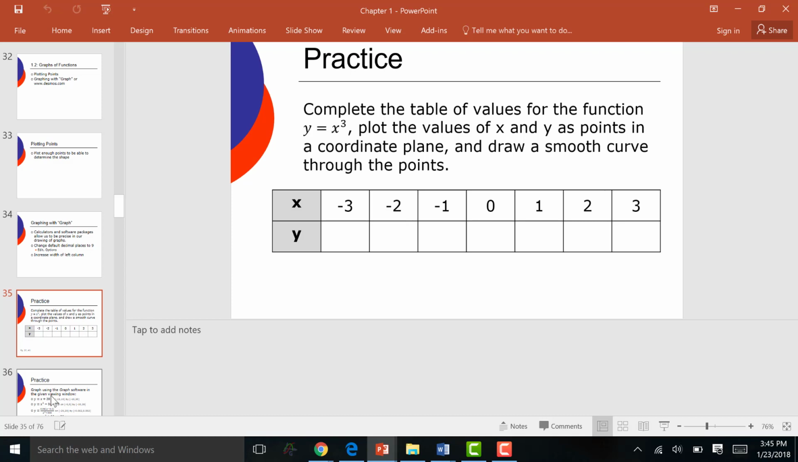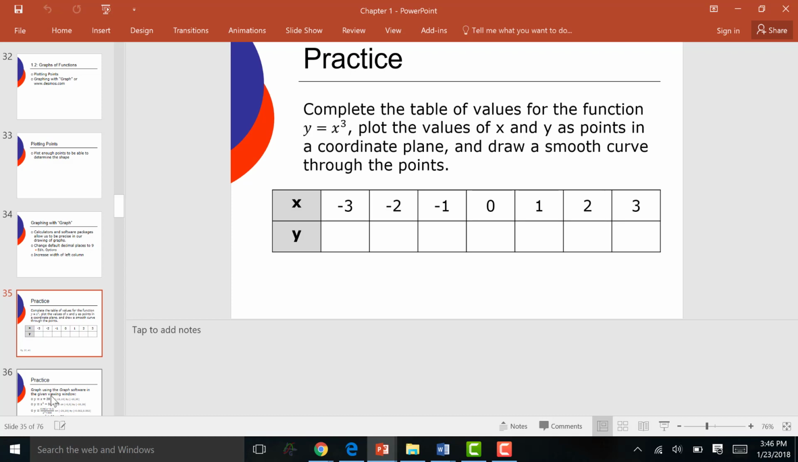Then -1, and then 0. That's the easiest one, it's going to be 0. Then, of course, 1 raised to the third power is 1. 2 raised to the third power is 8, and 3 raised to the third power is 27. All right, so you have points here. Now, we wrote it in an XY table. Can I also write these as ordered pairs? Yes. It's your choice whether you like to see them as ordered pairs or in an XY table. Perfectly fine.